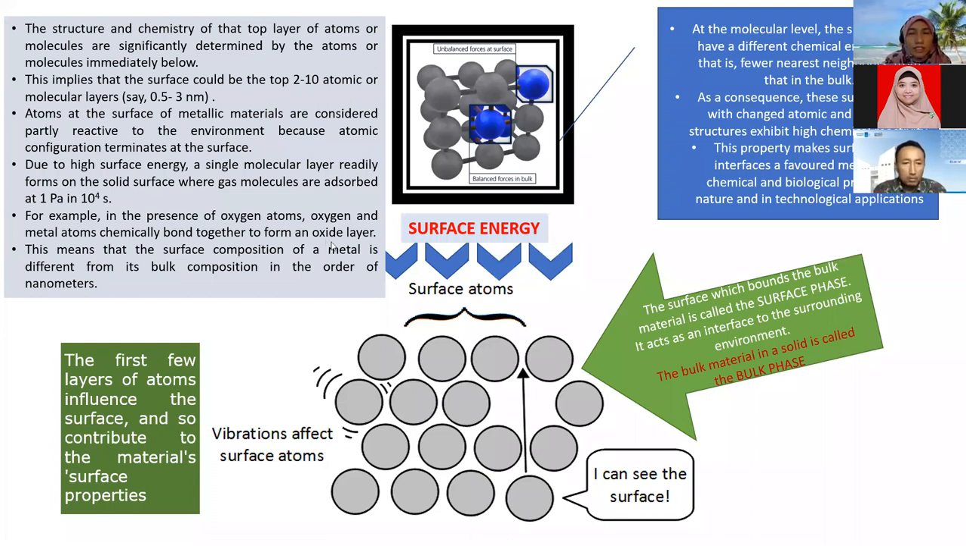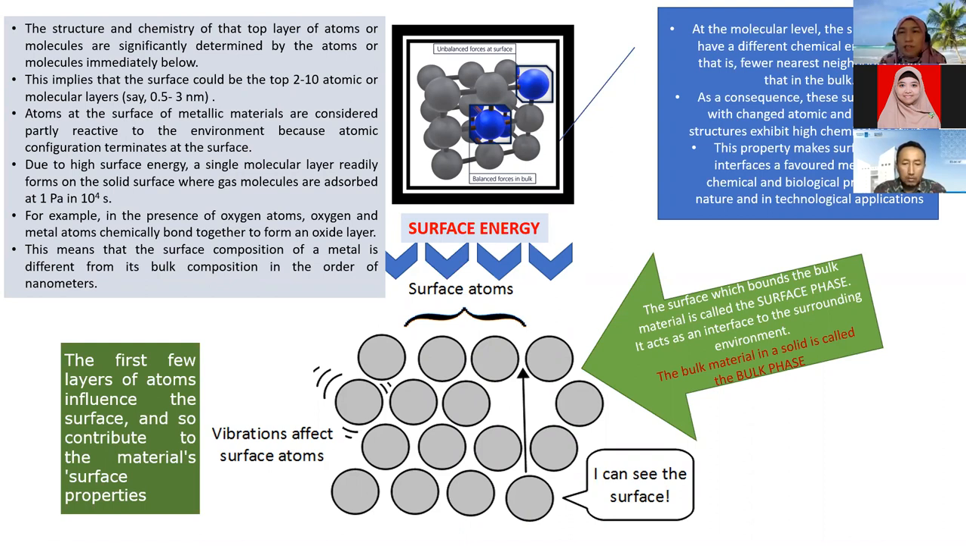The oxide layer, this is surface engineering. Engineers like to settle this problem: how do I remove the oxide layer, which results from the corrosion of the surface and so on. This means that the surface composition of a metal is different from its bulk composition, on the order of nanometers.